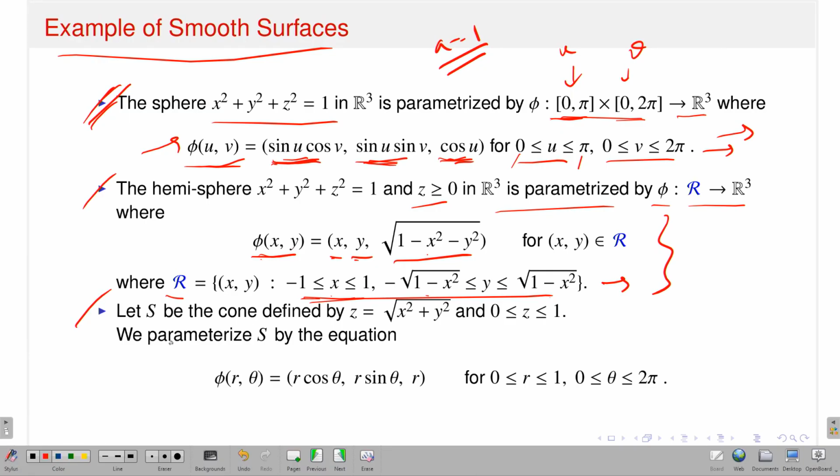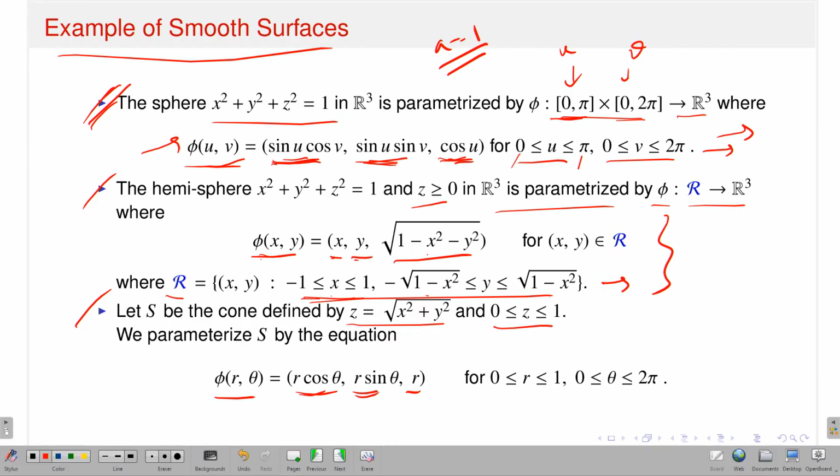What is the third one? Third one, again it is the cone, that means z is equal to square root of x square plus y square, z running from 0 to 1. And what is the parametrization? I have just discussed the parametrization in terms of the cylindrical coordinate system. So this is phi of (r, theta), where the x component is r cosine theta, y is r sine theta, z is equal to r. So it is very nice. It is a function of r, theta. Again it is C1, because it is a combination of sine and cosine functions and the function r.